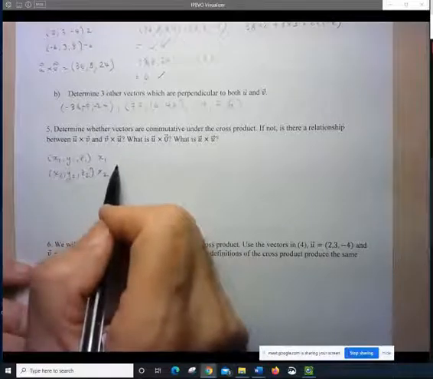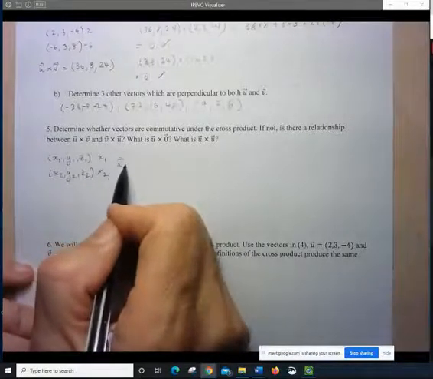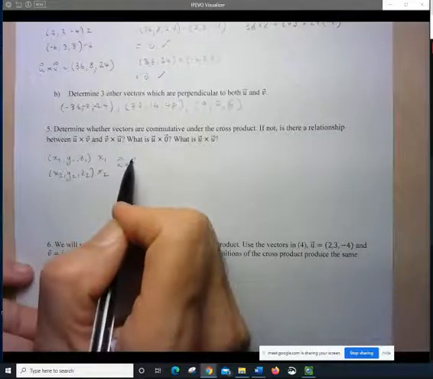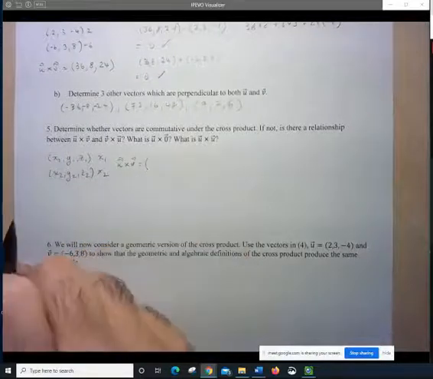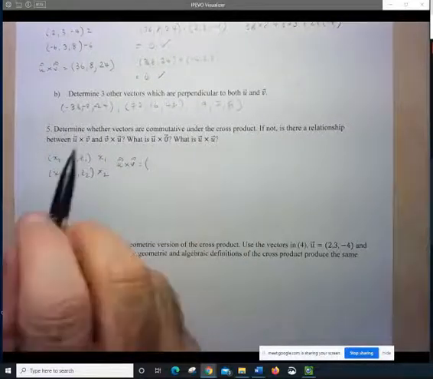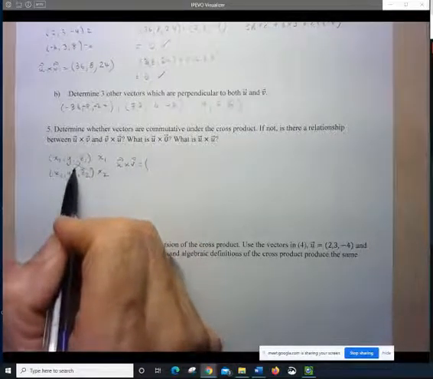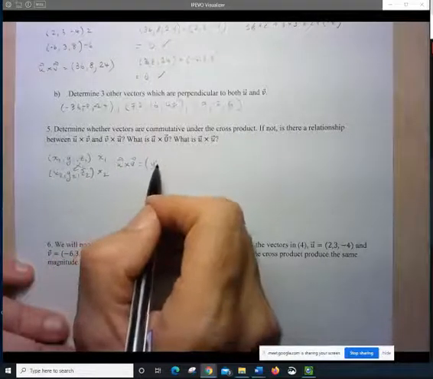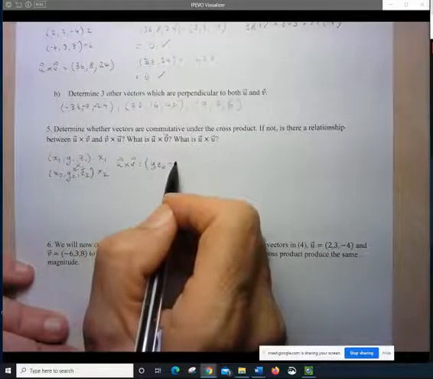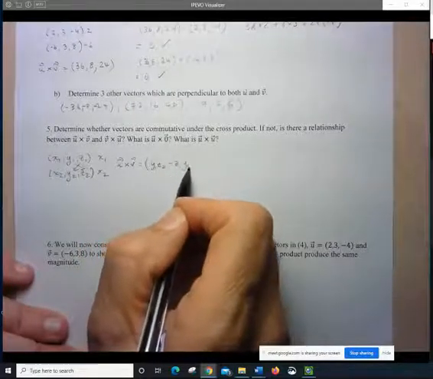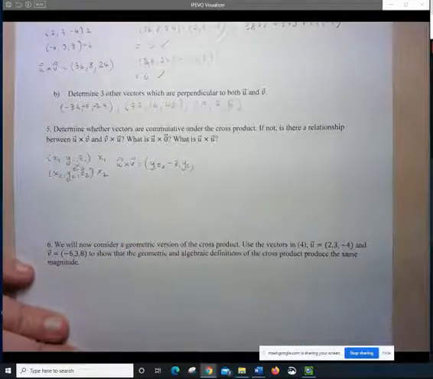Okay, and I'm not going to find all three, because I think if we find one of them, we're going to see what happens. So let's just find the X component. So there you go. I'm going to use that, and what do we have? We have Y1 Z2 minus Z1 Y2. And similarly for the other ones.